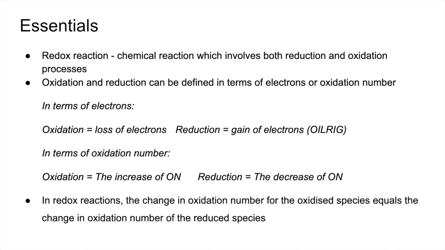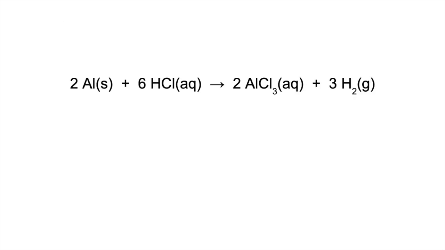And in redox reactions, the change in oxidation number for the oxidized species is always equal to the change in oxidation number for the reduced species. So you'll see that in action in the examples I've chosen. First example, we've got this redox reaction between aluminium and hydrochloric acid. If you want to pause the video and establish the oxidation and reduction processes, both in terms of oxidation number first and then electrons second.